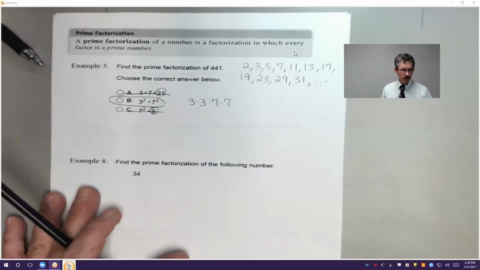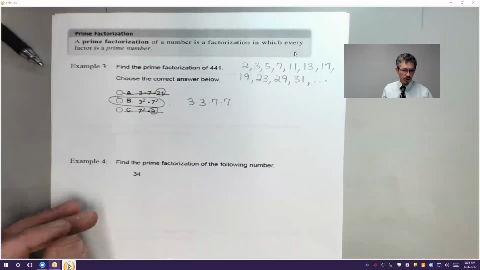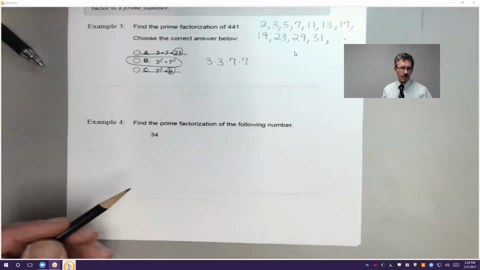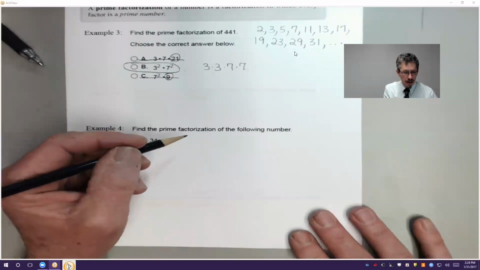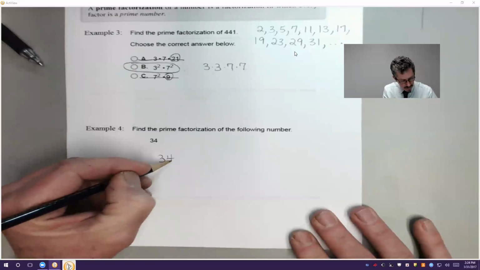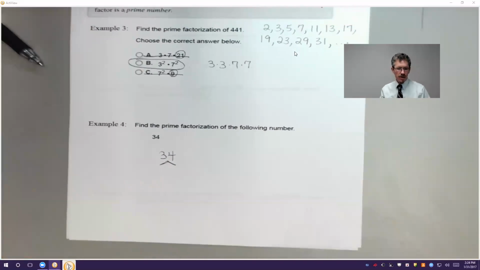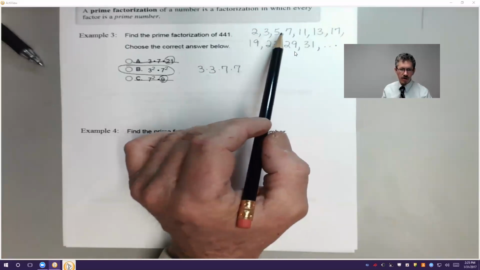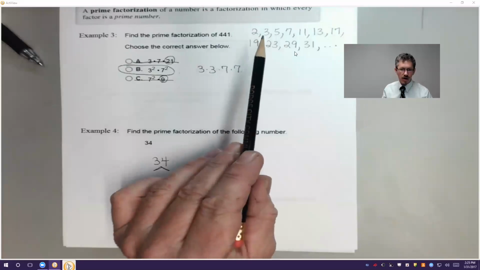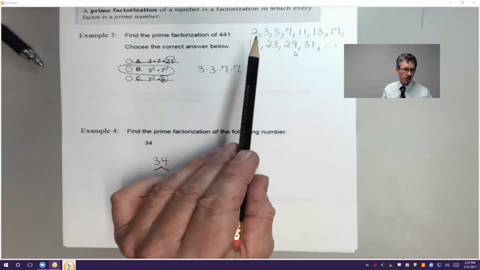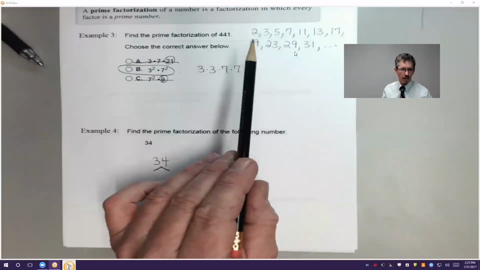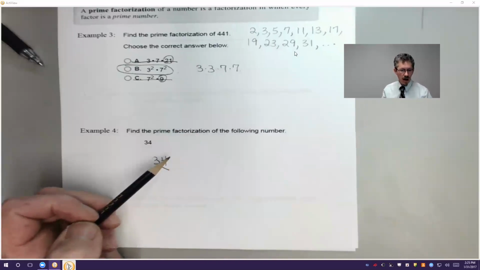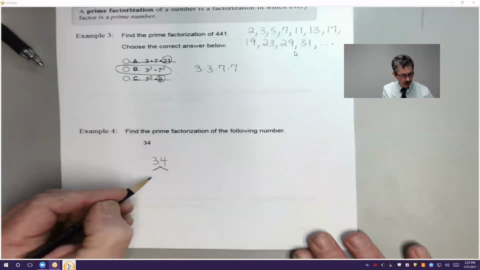Okay, moving on. Remember the divisibility rules for 2, 3, and 5. We start with 34, and I'll do what I call a prime factorization tree. I'm going to use the divisibility rules for 2, 3, and 5, and then if that doesn't do it, I'll move up the list. So we want to start out trying to divide by the smallest prime numbers and then move up as we run out of choices. Since 34 is an even number, I know I can divide by 2, so I'll go ahead and do that.